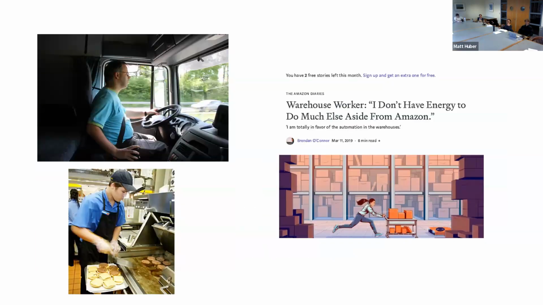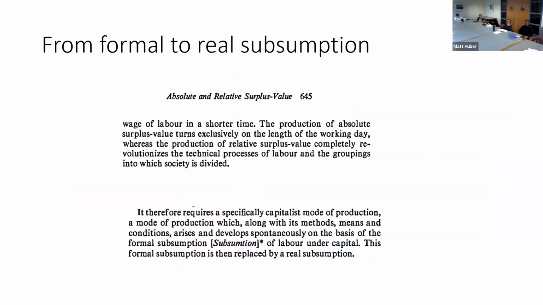Okay, so again, I find this is kind of a tangent, and then Marx goes on to talk more about this distinction between absolute and relative surplus value. And he introduces this distinction that basically says the production of absolute surplus value turns exclusively on the length of the working day, whereas the production of relative surplus value completely revolutionizes the technical process of labor and the groupings into which society is divided.